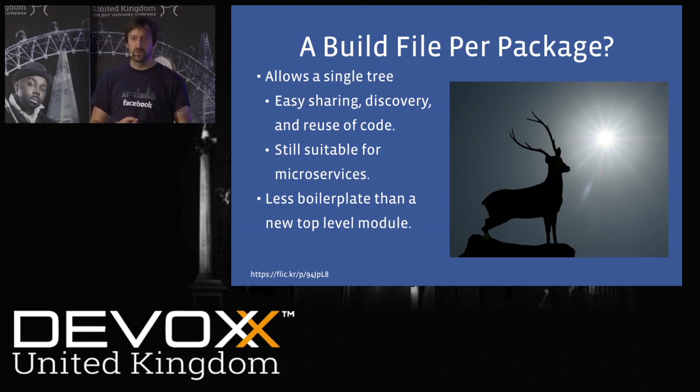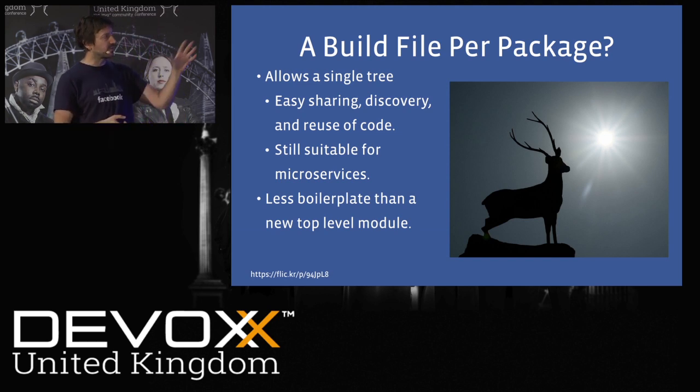At Facebook, we have a single tree for all of our Java code. So, you check that out, and you've got the source code for Messenger, the Android app, FP4A, all the little utilities that we have, Shots, Instagram, you name it. It all lives in a single tree. And we're able to do that because we've got a build file per package.